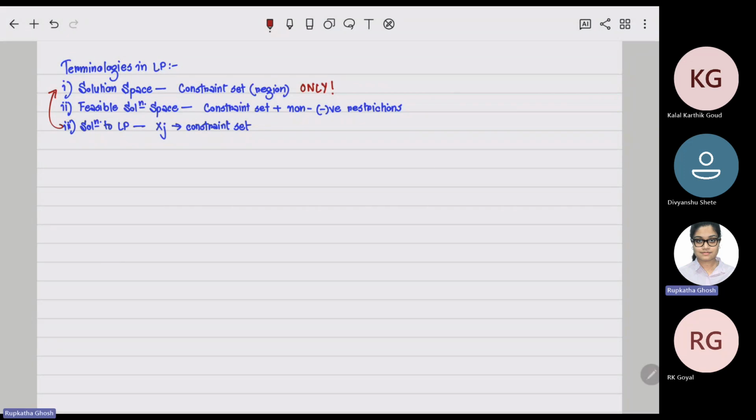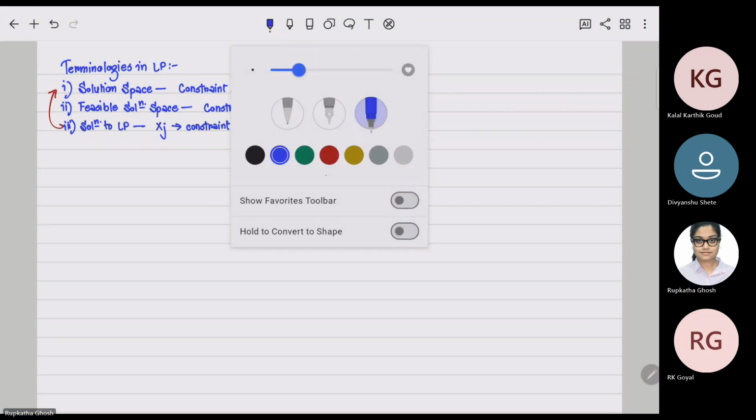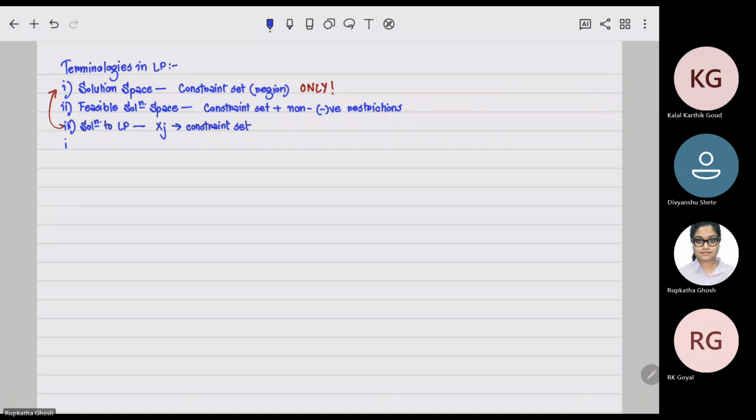Same goes for feasible solution. It is nothing but any set of values of xj which satisfy the constraint set as well as the non-negativity restrictions. That is termed as a feasible solution to the LP model.